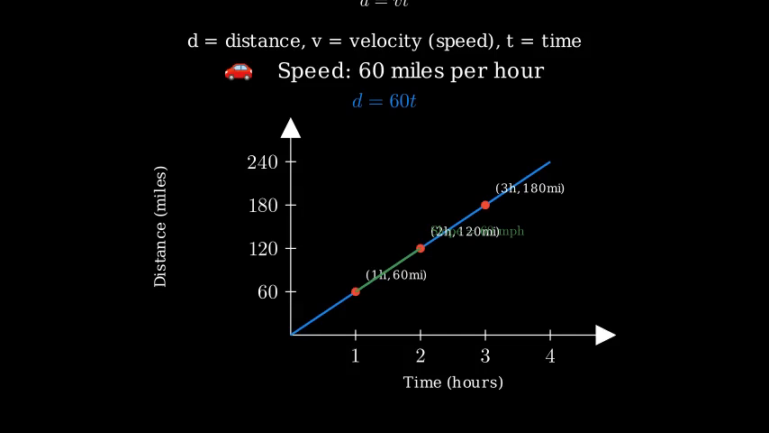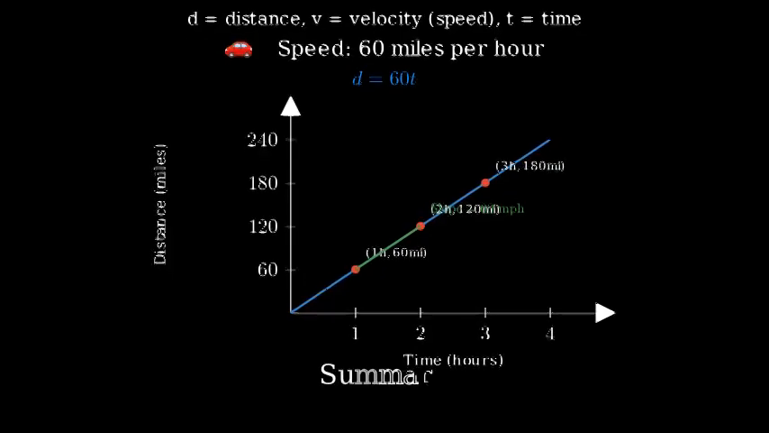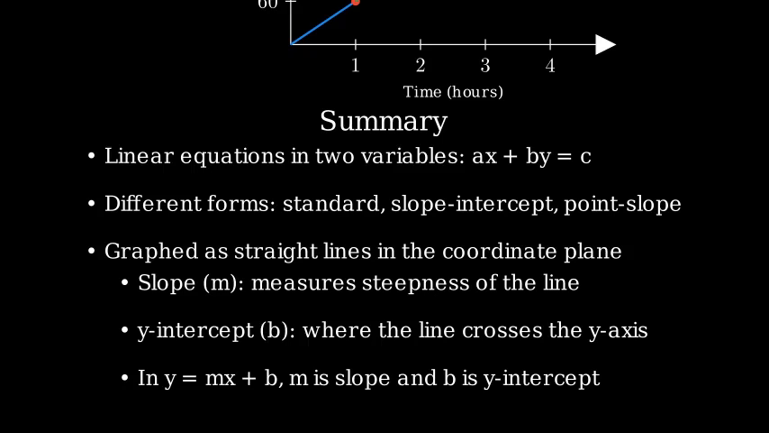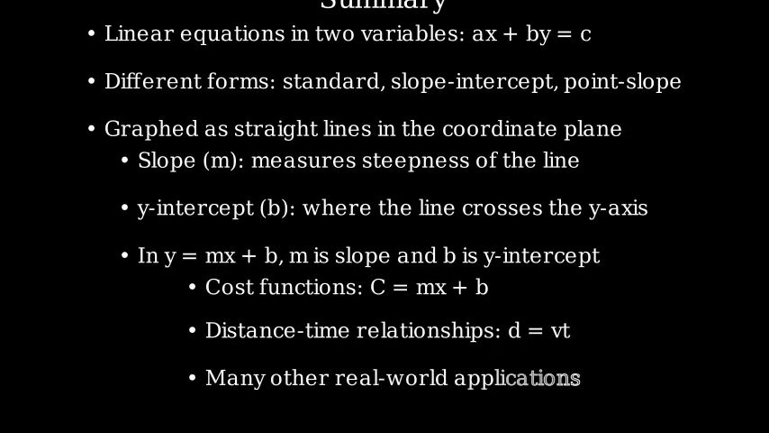Now, let's summarize what we've learned about linear equations in two variables. Linear equations in two variables take the form ax plus by equals c. They can be written in different forms, including standard, slope-intercept, and point-slope form. The slope-intercept form, y equals mx plus b, is particularly useful because it directly gives us the slope m and the y-intercept b. These equations have numerous real-world applications, including cost functions, distance-time relationships, and many more.